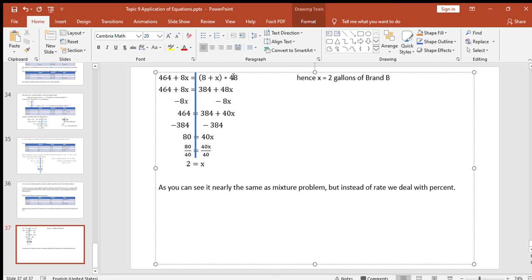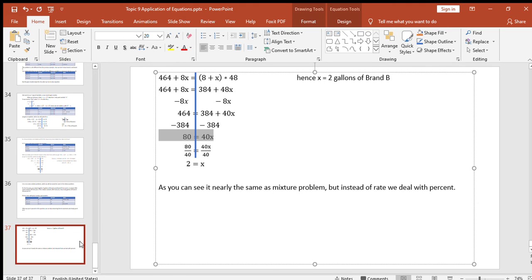Now that we have a good equation, we put it all together and solve for x. First things first, simplify. We're going to get this equation. Now eliminate the smaller variable by moving it, so we subtract 8x on both sides. And we're going to get this equation. Now we want x by itself, so we eliminate 384 by subtracting it from both sides. You're going to get 80 is equal to 40x. Divide both sides by 40, and you're going to get 2 is equal to x.